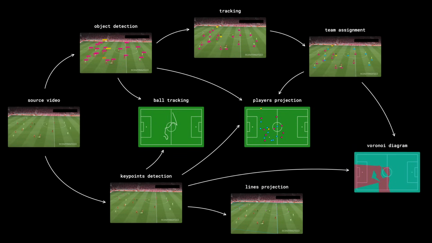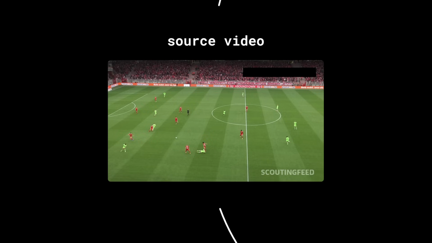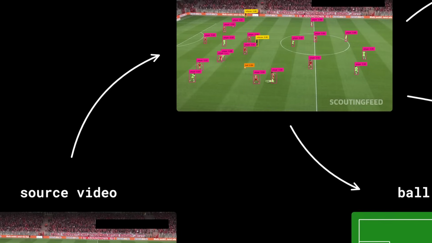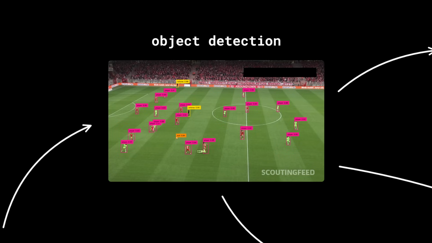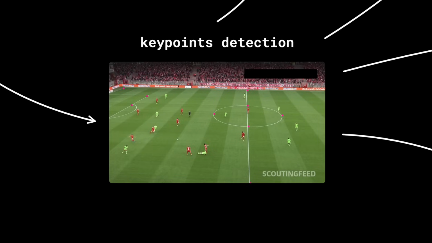First things first, let's lay out the plan. The project is quite complicated, so I've drawn a diagram illustrating all the models and tools we will use today. The raw video will be split into frames, and each frame will be processed by two models, an object detector and a keypoint detector. Both models will be fine-tuned on custom datasets. The object detection model will detect players, goalkeepers, referees, and the ball, while the keypoint detection model will detect 32 characteristic points on the football pitch.